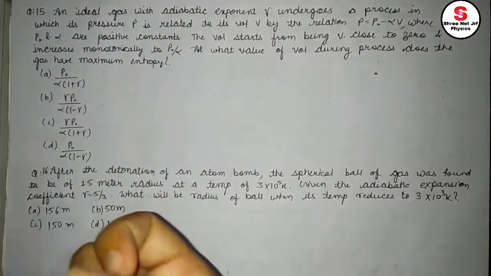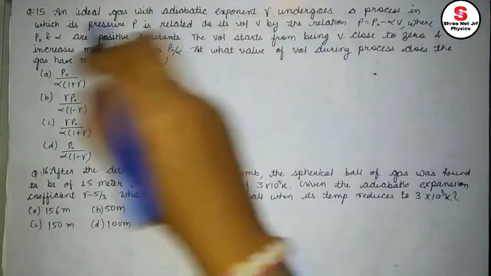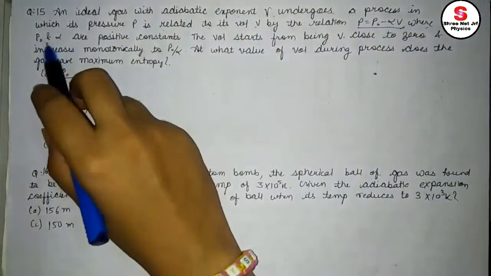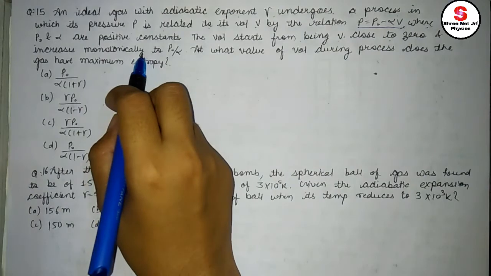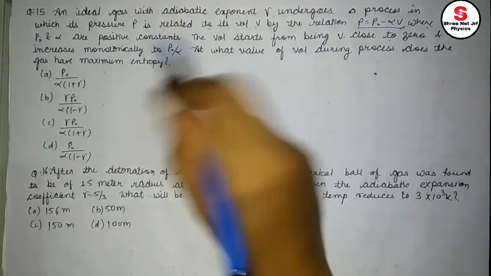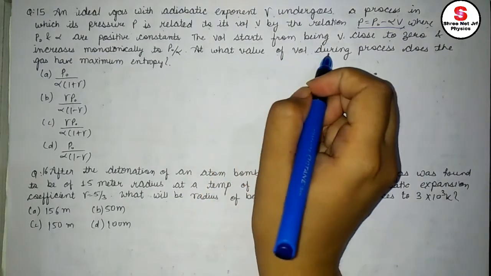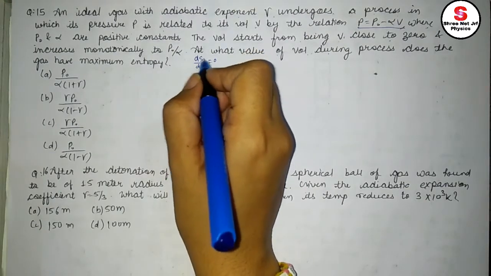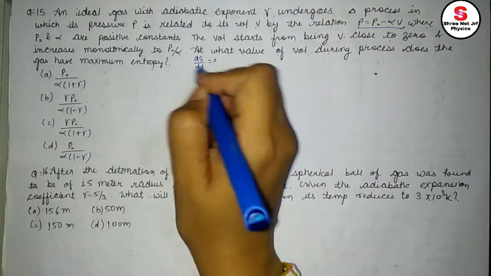Question number 15. An ideal gas with adiabatic exponent gamma undergoes a process in which its pressure P is related to its volume V by this relation, where P naught and alpha are positive constants. The volume starts from being very close to 0 and increases monotonically to P naught by alpha. At what value of volume during the process does the gas have maximum entropy? For maximum entropy, what will be the value of volume? If I apply the condition dS by dV equals 0, then I will get the volume for which entropy becomes maximum.